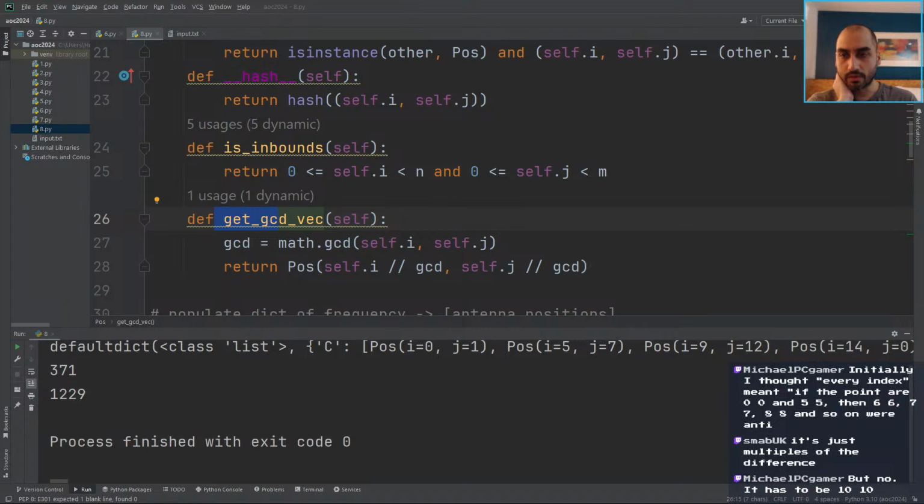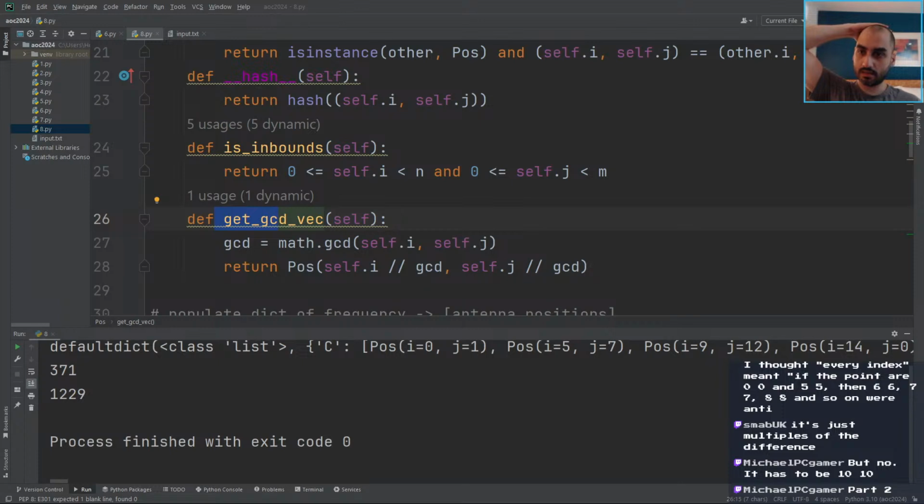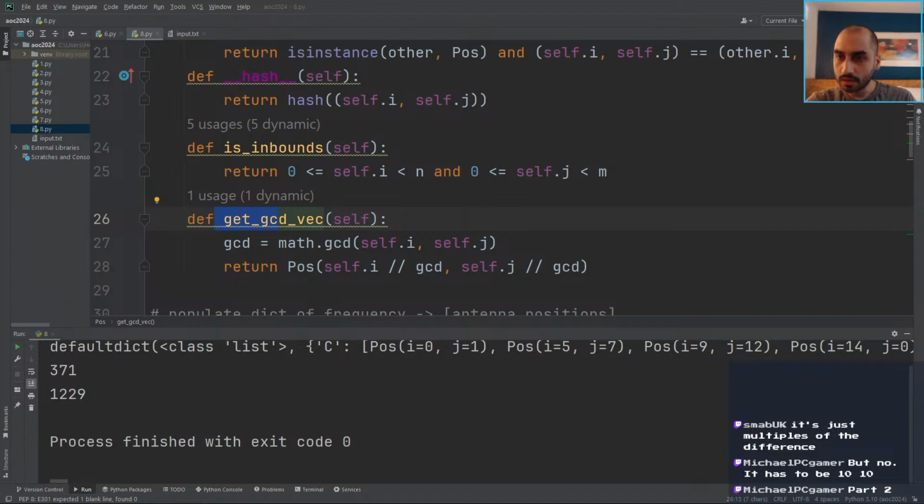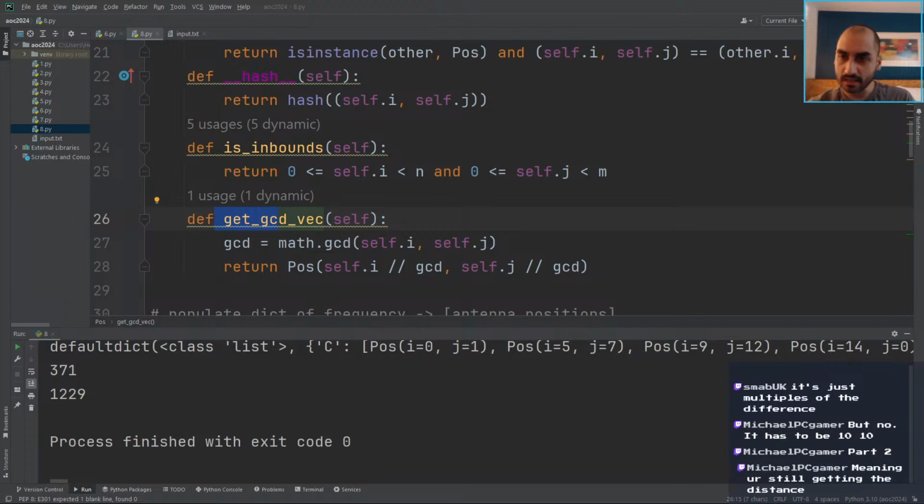But they are, aren't they? Oh, are you talking about for part 1? Oh, but no, it has to be 10, 10. Oh, yeah, for part 1, yeah. So part 1, it has to be only the nodes such that... Oh, part 2. But 6, 6, 7, 7, 8, 8 should be in there, shouldn't they? For part 2.